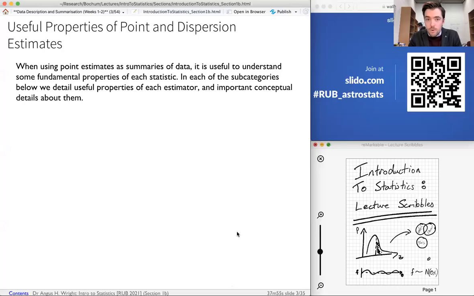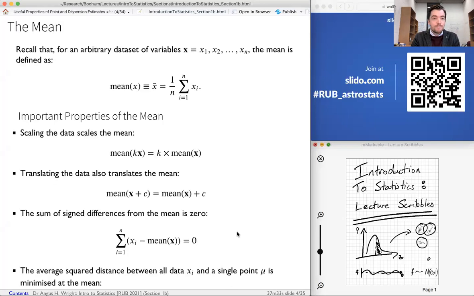So the first thing we're going to talk about is the properties of point statistics and dispersion. And as I said, we're going to look at each of these statistics and talk about when they're appropriate, when they're not appropriate, and what some of the common pitfalls are that people fall into when using and applying these statistics in practice.